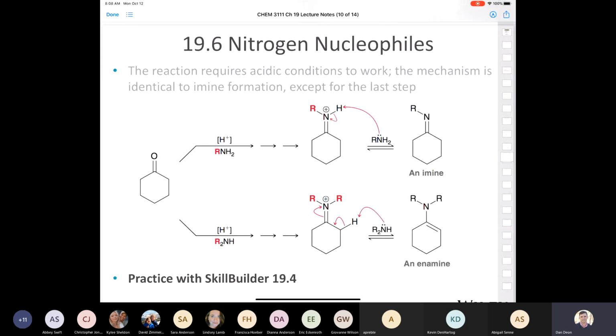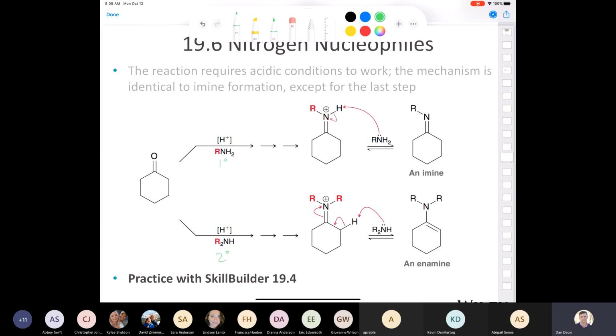This slide just summarizes two reactions that we've looked at already. The reaction between a ketone or an aldehyde, again here they're just showing a ketone, with an acid catalyst and a primary amine, and then we form an imine, or an acid catalyst and a secondary amine, and we form an enamine. And notice that they've even gone through the trouble of highlighting the very last step of the mechanism and showing why you end up with different products.